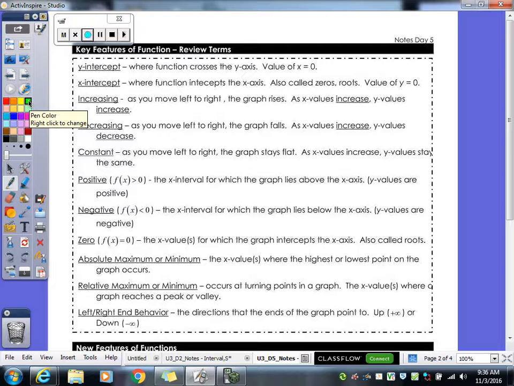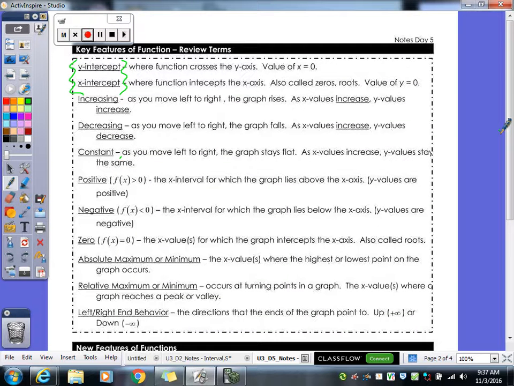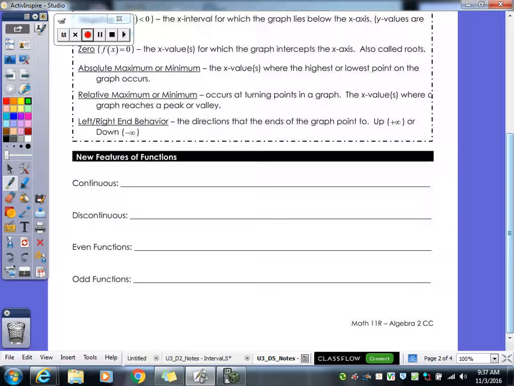So here are all of our notes, key features. These are all terms you have been through before: x-intercept, y-intercept, increasing, decreasing, constant, positive, negative, zero, absolute max, absolute min, and end behaviors, all that stuff. You've been through this before. If you are still struggling on this, you need to go to Quizlet and practice your vocabulary. You need to know what these words mean. A couple of new ones, however, would be continuous.